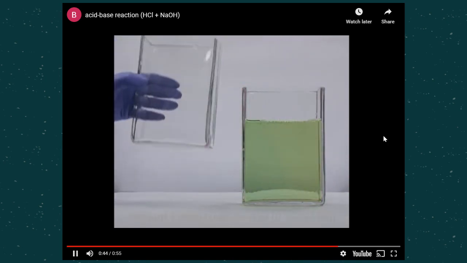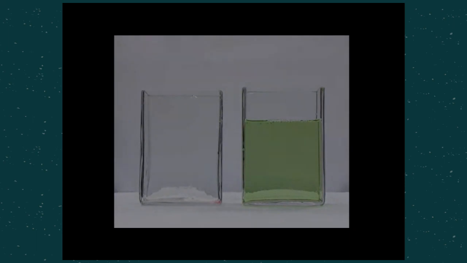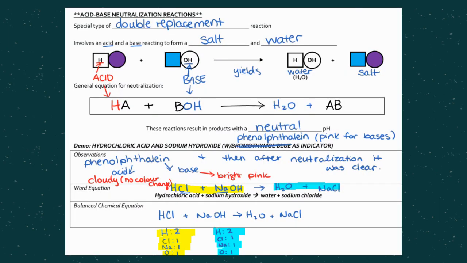When we mix them together, you'll notice that there's a color change, and now it turns green, and this universal indicator will turn green in the presence of a pH of 7 that is neutral. So we know that's neutralized. So in this case, they use universal indicator. When I did this in class with my grade 10s, we used phenolphthalein, which is another indicator. But same idea. We just know that it gives us a color change to tell us if we have acids or bases. Phenolphthalein changes pink for bases.